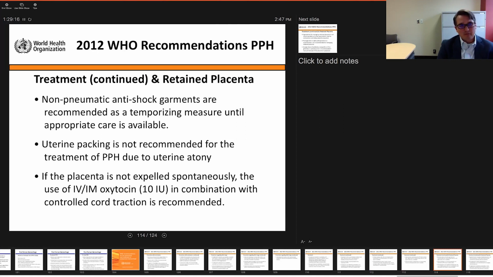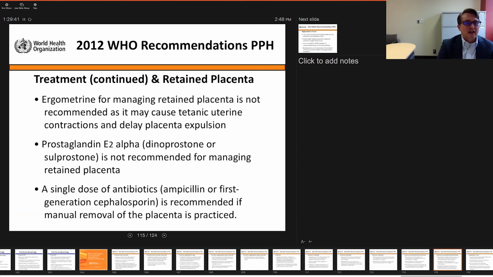It is not recommended to pack the uterus. Again, we do want to use uterine balloons, but not just pack gauze or other sponges in the uterus because it may further create uterine atony. If the placenta does not come out spontaneously, it is recommended that you could use oxytocin to help expedite the third stage or delivery of the placenta. Use of ergotamine or prostaglandin E2 is not recommended for managing the retained placenta.